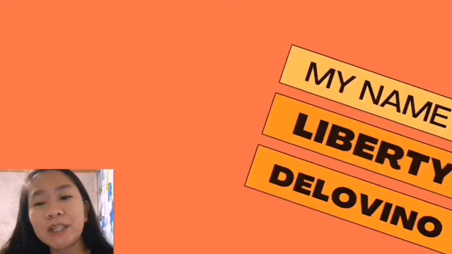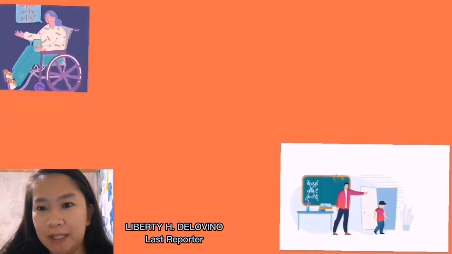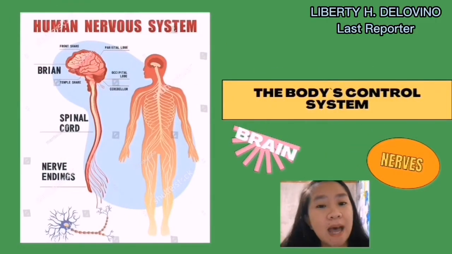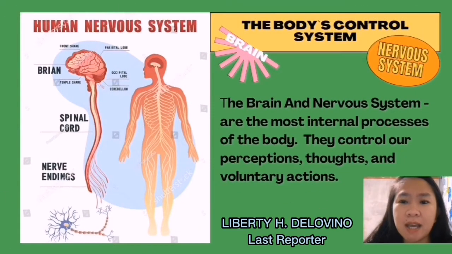Another reporter for our topic is students with learning disabilities. But today, I will discuss the body's control system, the brain and nerves. How does it connect to our main topic, and why is it important that we study our brain and nerves? Are you excited, everyone? Well, let's start our discussion by first analyzing and knowing what the brain is.